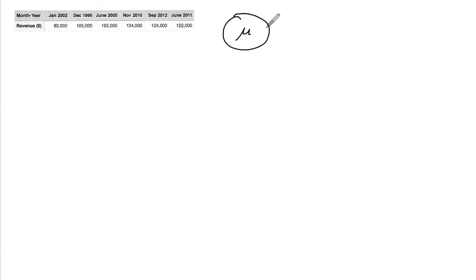And to infer or get a better idea about this mu, what you have done is you have sampled 6 months and you have measured the revenue for each of those months that you've sampled. So for example, the first month that you've sampled is January 2002, and that was $83,000 in revenue, $105,000 in revenue for December 1995, and so on and so forth. So based on these 6 observations that we've made, the question asks us to generate a 75% lower bound for the average income or revenue in a month.